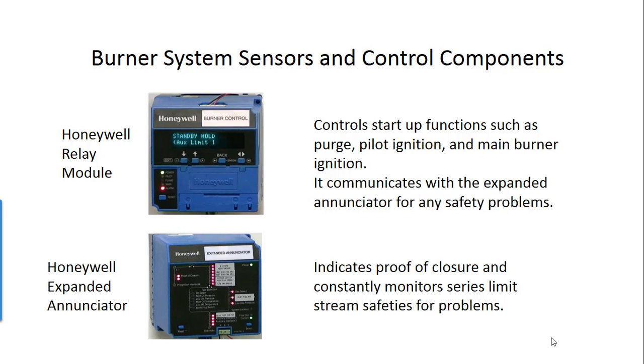So looking at the bottom picture, the Honeywell expanded annunciator, and we can see that's the label that we have on there, and we see multiple red LEDs that are lit, showing the color red. And this indicates proof of closure and constantly monitors the series limit string safeties for problems. So very integral in itself. It is a neutral piece of equipment, but it brings these signals in from our various safety components, and if there's any problems, it will be the instrument that allows us to shut the burner down automatically.